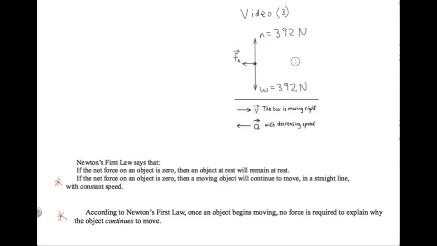In video 3, the box was already moving to the right when the problem began. Therefore, no rightward force was required to explain why the box continued to move to the right during the problem. Now, in video 3, the box experienced a leftward force from friction. So instead of continuing to move to the right indefinitely at constant speed, the box slowed down and eventually came to a stop. The kinetic friction provided the net force, which slowed the box down.